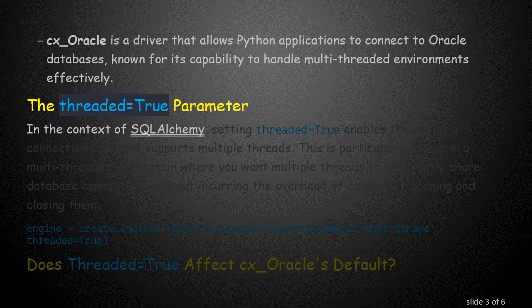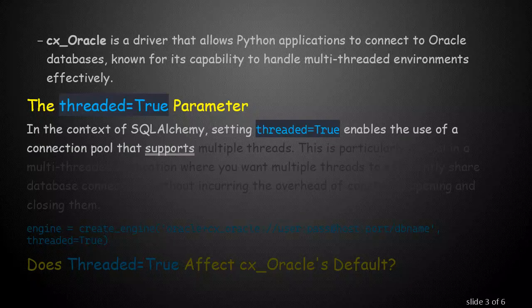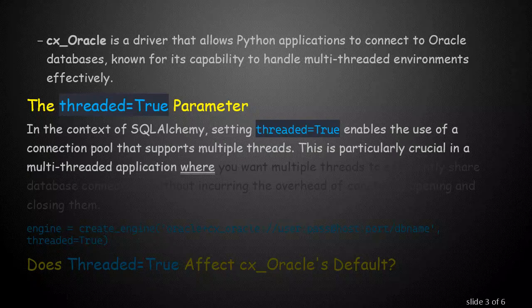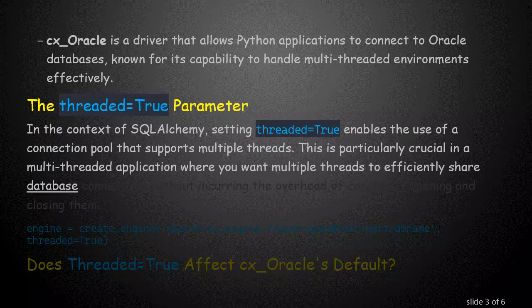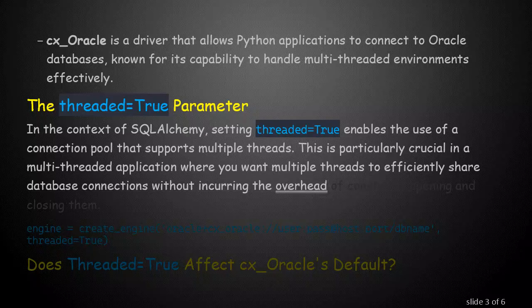The threaded=True parameter. In the context of SQLAlchemy, setting threaded=True enables the use of a connection pool that supports multiple threads. This is particularly crucial in a multi-threaded application where you want multiple threads to efficiently share database connections without incurring the overhead of constantly opening and closing them.